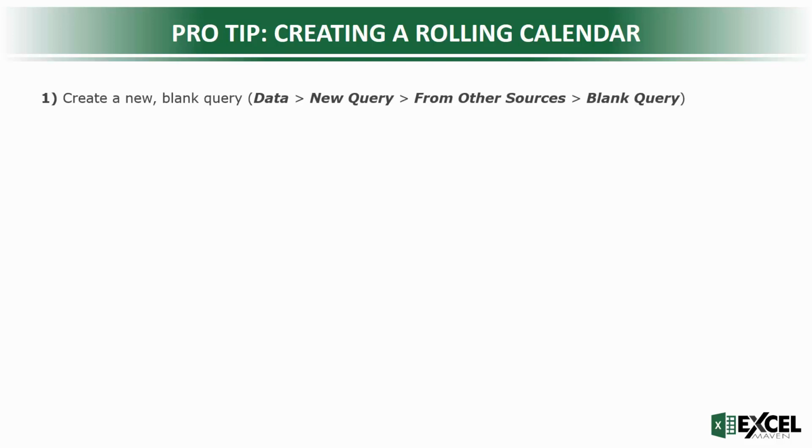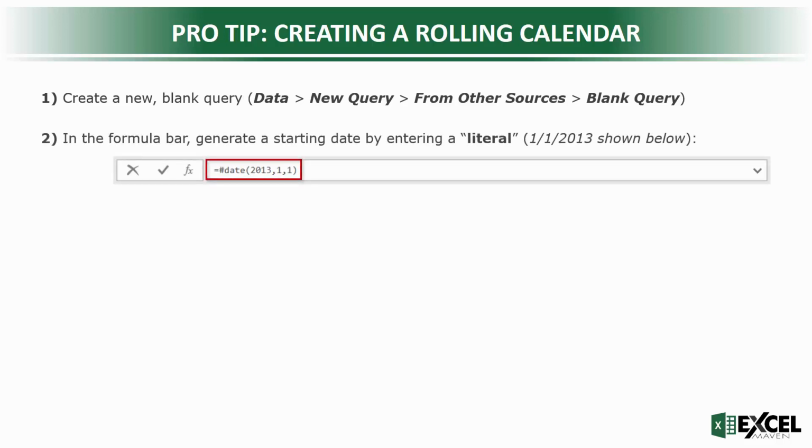So step 1, we're actually going to create something called a blank query. So we're going to use Power Query, but we're not actually going to point to a data source, not a flat file, not a database, nothing. We're going to start with a blank query editor canvas. From there, we're going to use M to enter what's called a literal, which is like stamping a specific value into its own table or list. So the screenshot you're looking at here would be a starting date of January 1st, 2013. That can be any date you choose.